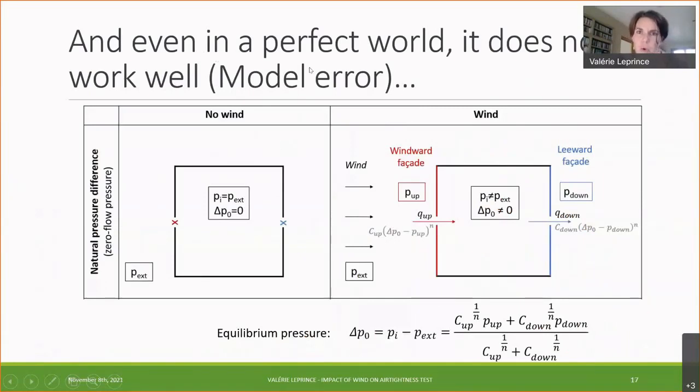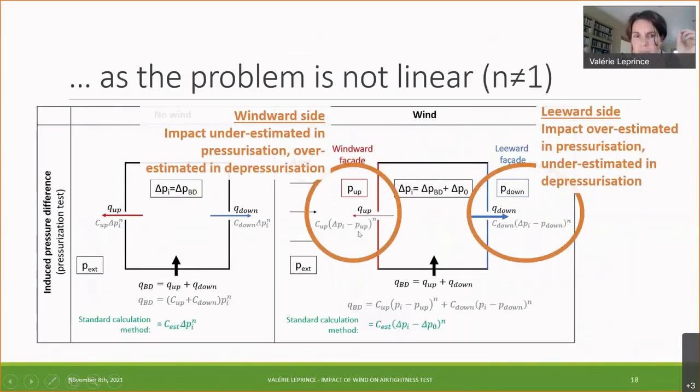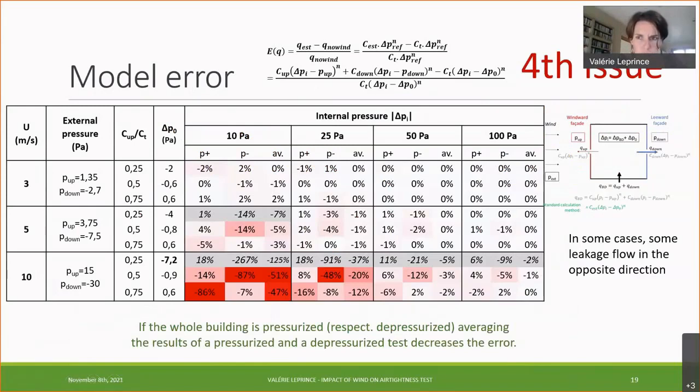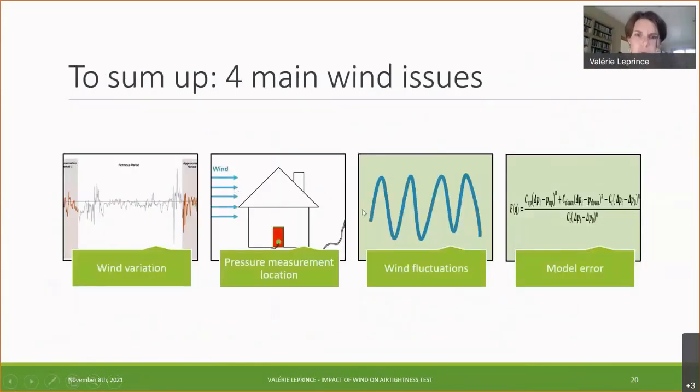And then even in a perfect world, where the wind would be perfectly steady and the external pressure gauge would be located perfectly at the right place, it still does not work well, because there is a model error. Because the flow rate through leakage according to the pressure is not linear, when you just subtract the delta P0, you underestimate leakage on the windward side and overestimate it on the leeward side when you are in pressurization, and all the opposite if you do the test in depressurization. So even in the perfect world, as the problem is not linear, this correction does not work properly and induces a model error. So those are the 4 issues of wind during air tightness pressurization tests.